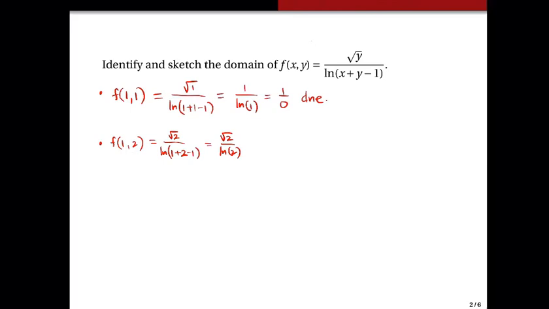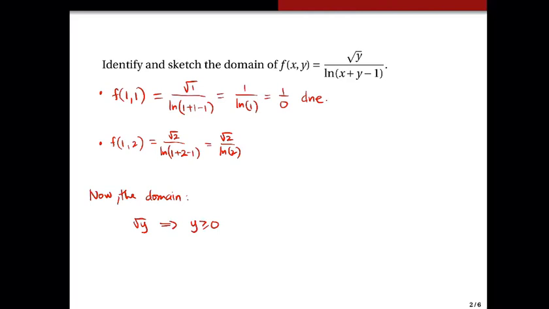Okay? And there will be infinitely many points. So let us try to find a general way in determining the domain of the function f. So if you look at this, you have square root of y. This means that, so let me write this now, the domain. So we have here square root of y. This implies that our y should be greater than or equal to 0.